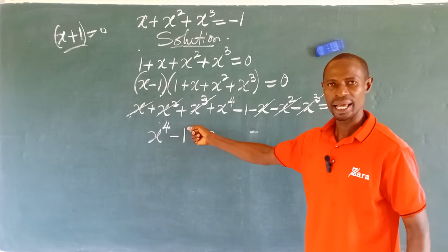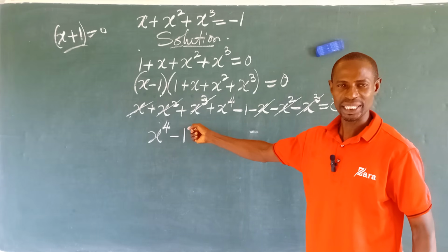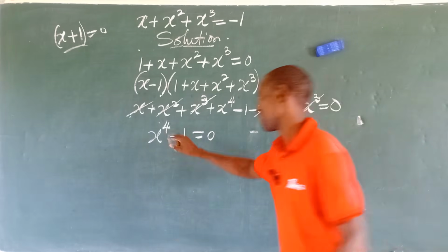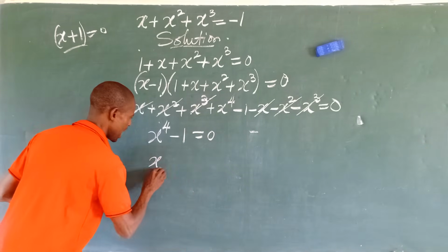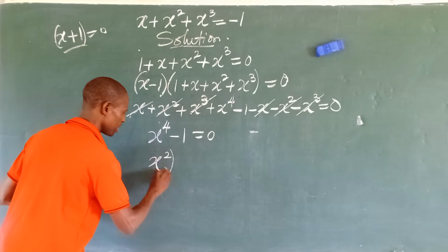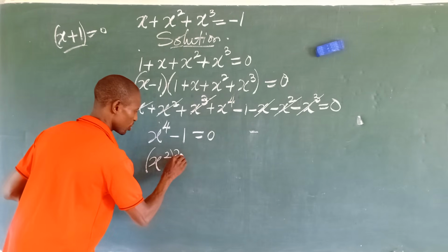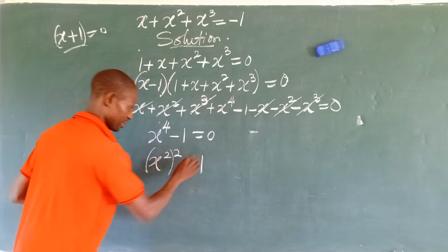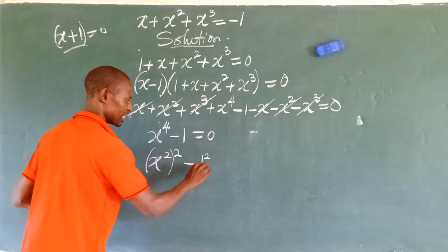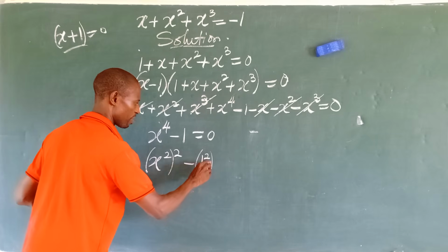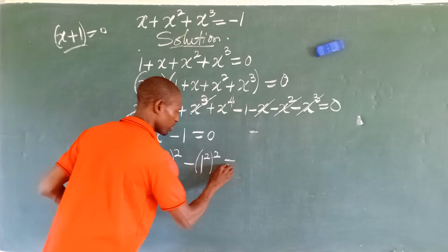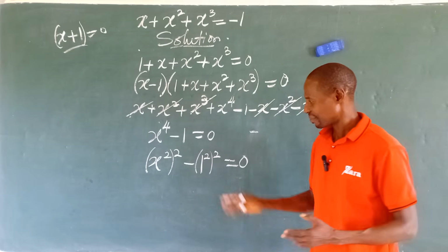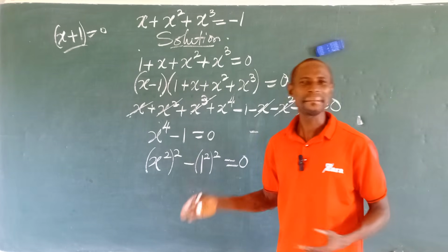Okay, I can put in here 1 to the power of 4, which is same thing as 1. So I want to rewrite this. If I rewrite this, this is going to give me (x to the power of 2) raised to 2, then minus 1, right? For better understanding, (x to the power of 2) further raised to the power of 2, minus 1 raised to the power of 2, equals 0. Remember, everything here will still give us 1. So from here, you can see difference of 2 squares playing out.